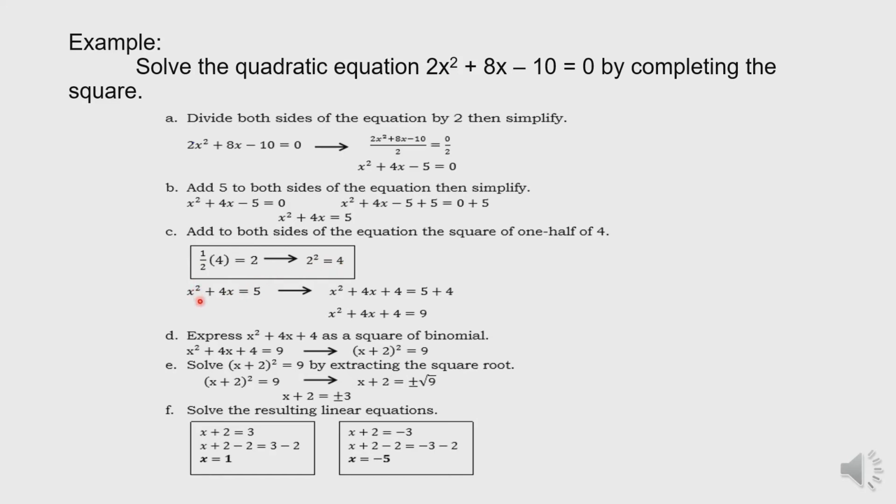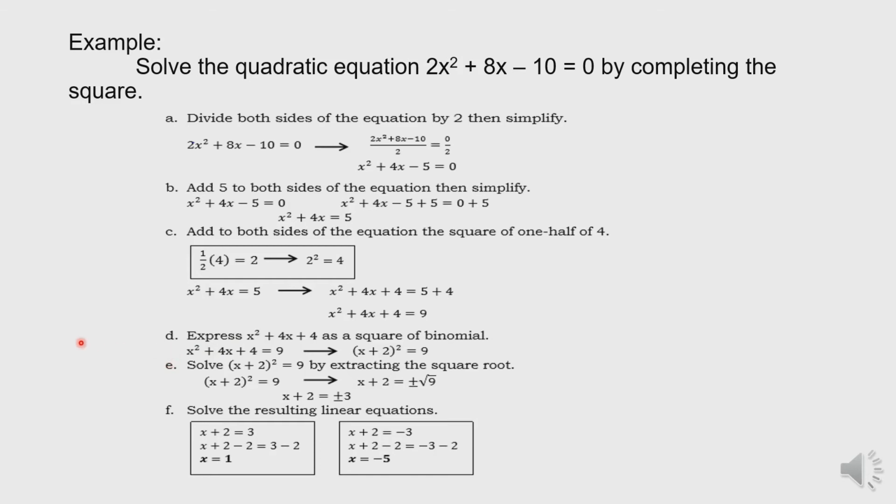So we have x squared plus 4x equals 5 from here, and then going to x squared plus 4x plus 4 equals 5 plus 4. You add it to both sides of the equation. So make it x squared plus 4x plus 4 equals 9. And 9 is taken from 4 plus 5, or 5 plus 4. Okay?